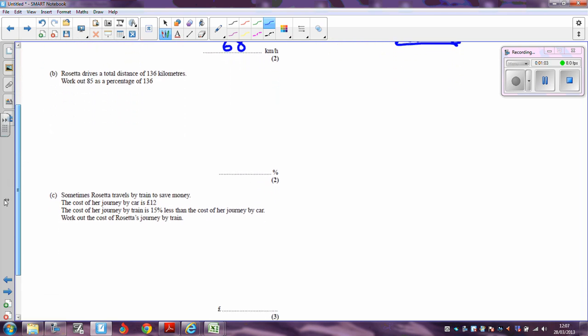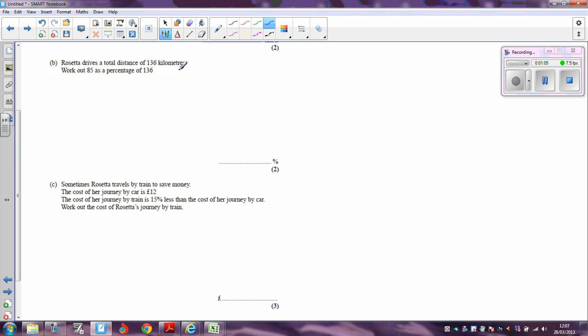Now moves on to a percentage question. If she drives a total distance of 136 kilometers, what is 85 as a percentage of 136? Sometimes I find it useful to think of it as this: what is 85 as a fraction of 136? And that's quite obviously 85 136ths. 85 is 85 136ths of 136.